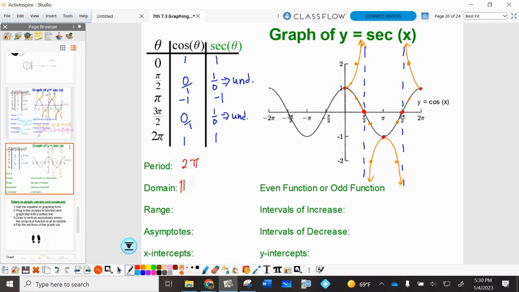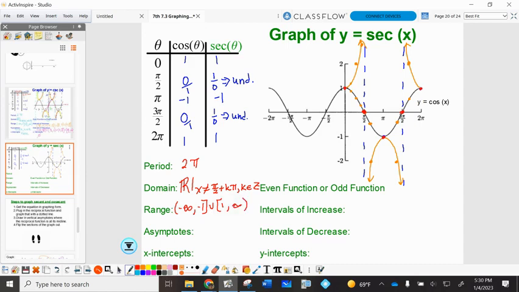Domain is going to be all real numbers such that x does not equal... where do those asymptotes happen? They're happening on the half pi's. So I'm going to call that pi over 2 plus k pi, where k is an element of the integers. Okay, so if we start at the half pi's and go forward a full integer pi, so forward 1 pi, forward 2 pi, we'll land on another asymptote. So that's one way to represent that. The range is going to be from -infinity non-inclusive up to -1 inclusive, union with 1 inclusive to infinity.